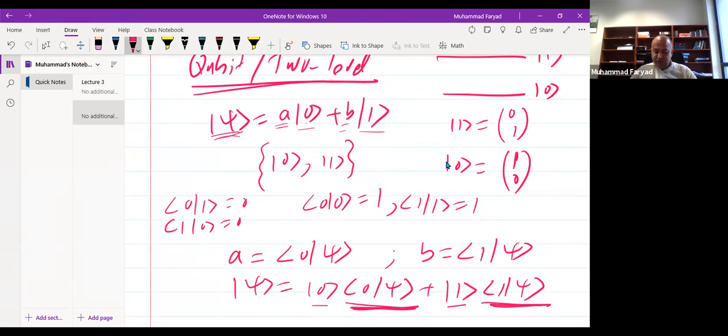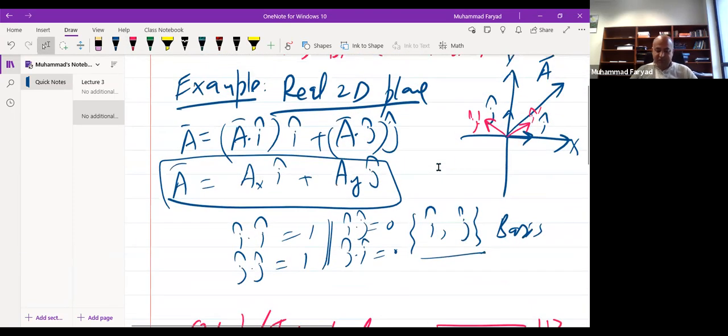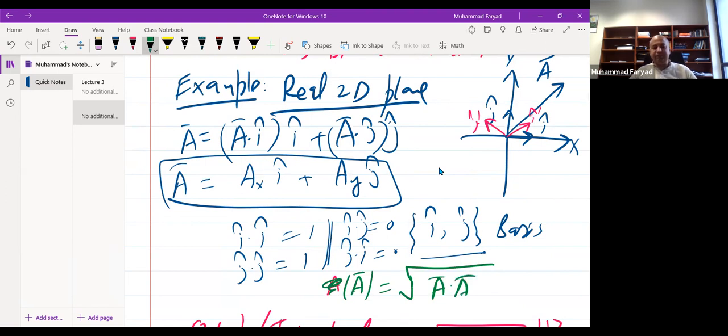This is just the same as when we talk about vectors in a 2D plane, because this is your x component, and this is your y component. Now, in a real plane, we can find the magnitude of a vector by finding the square root of the dot product of A with itself.